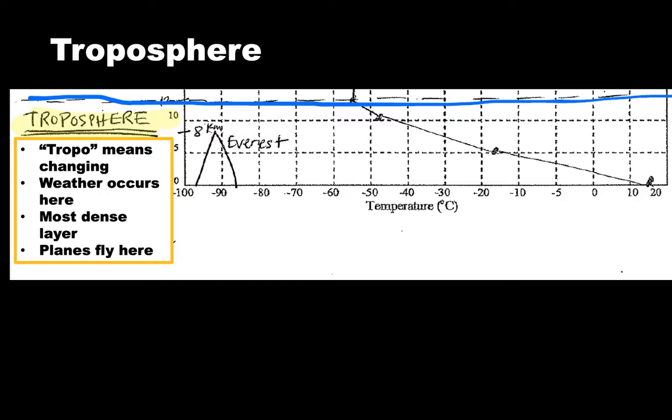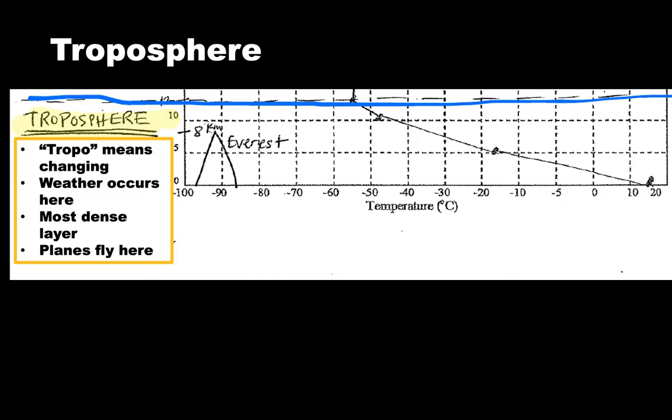height of Mount Everest. So even if you summit the top of Mount Everest, and generally flying in a commercial airplane, you will spend your entire life in this lowest layer called the troposphere. Tropo means changing, and it specifically refers to the fact that this is where our weather occurs. The troposphere is the densest layer of the atmosphere.